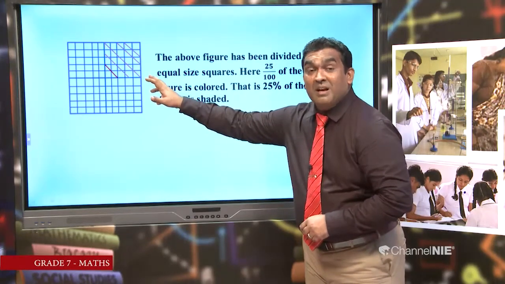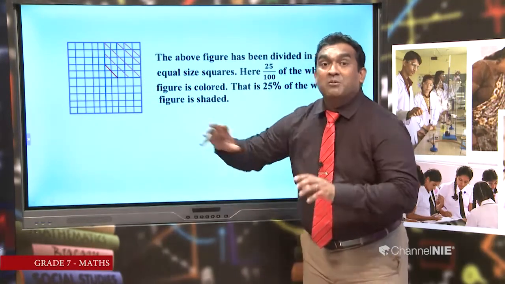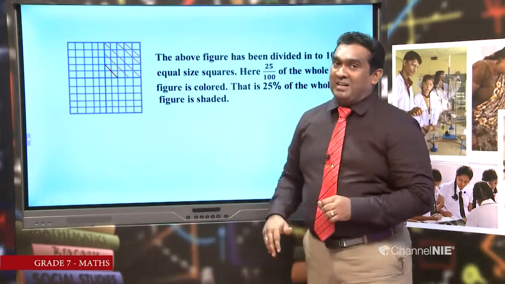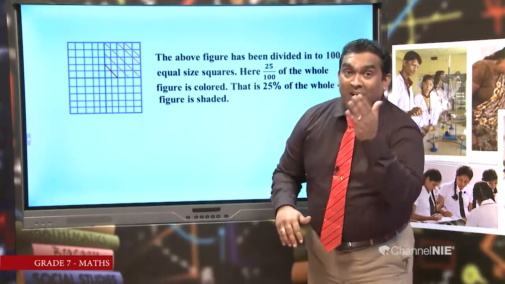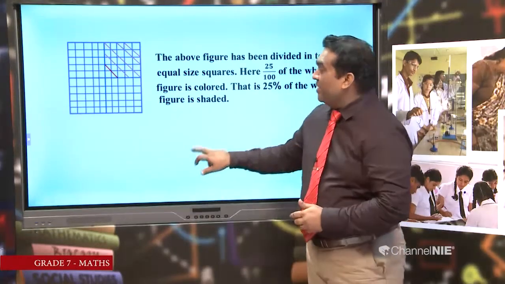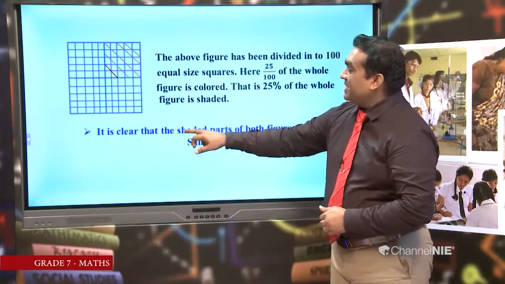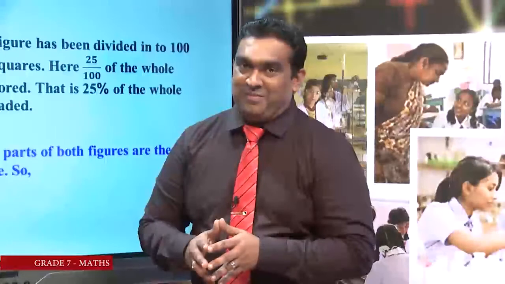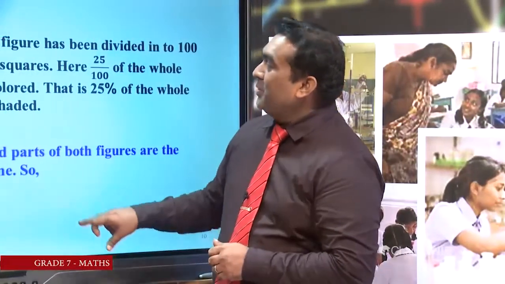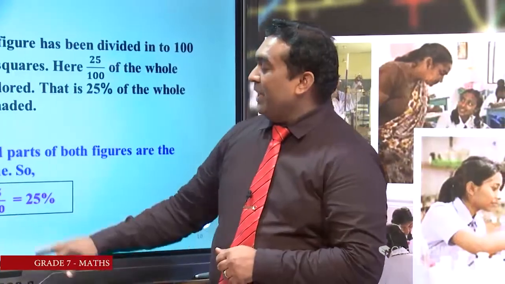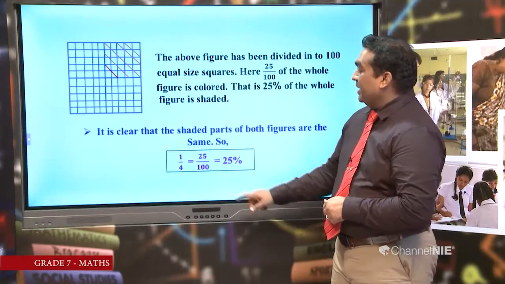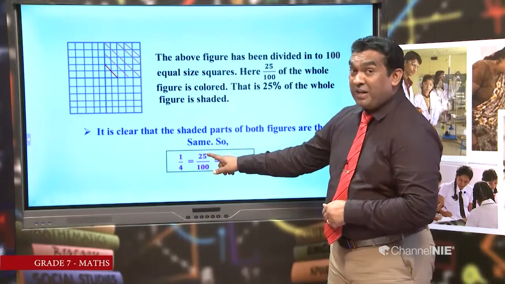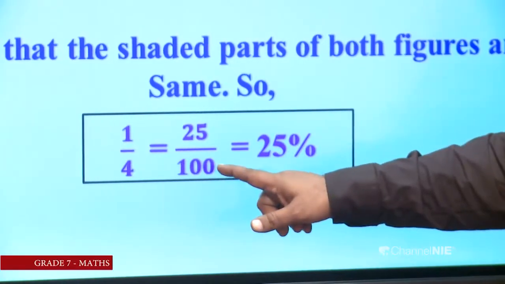4 regions converted into 100. It means 4 is converted into 100. As a result of that, 1 also converted into 25. Now, it is clear that the shaded parts of both figures are the same. Shaded parts are same, right? So, 1 over 4 equals 25 over 100. It means 1 multiplied by 25, 4 multiplied by 25.